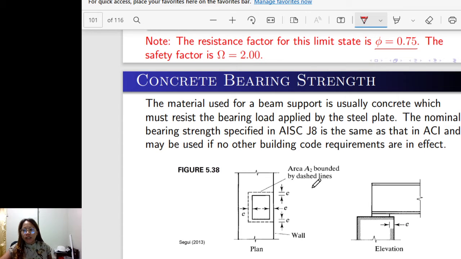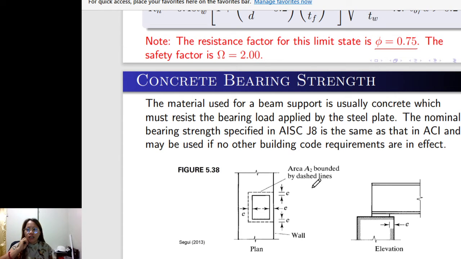This time, we'll discuss another limit state, which is the concrete bearing strength. The material used for beam support is usually concrete, which must resist the bearing load applied by the steel plate. The nominal bearing strength specified in the AISC J8 is the same as that in ACI and may be used if no other building code requirements are in effect. So we will use AISC J8 if there are no other building code requirements.